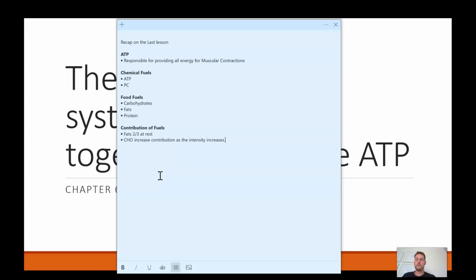So we looked at the food fuels, and we looked at ATP, which was responsible for providing all energy for muscular contractions. Then we talked about how we had to resynthesize the ATP, so we could use chemical fuels, which are ATP and PC, or we could use the food fuels, which were carbohydrates, fats, or proteins. And the last thing we looked at was the contribution of fuels and how fats were preferred at rest because we had lots of free oxygen. But then as our intensity increased and we needed less and less oxygen supply, our carbohydrates took over as the dominant food for those times.